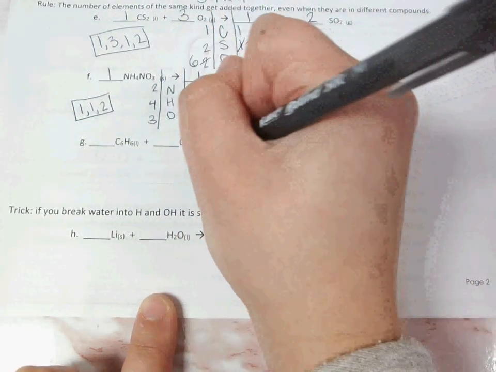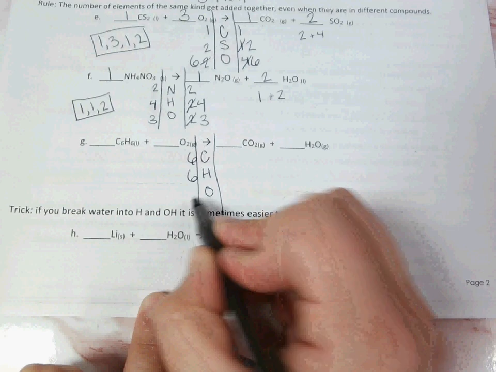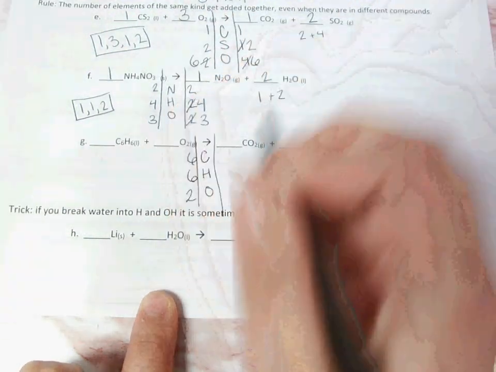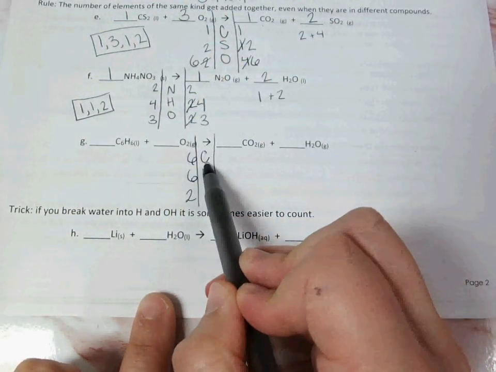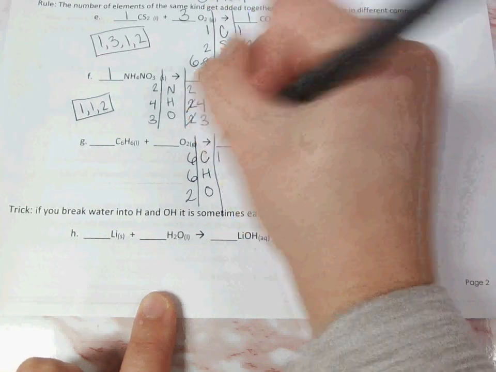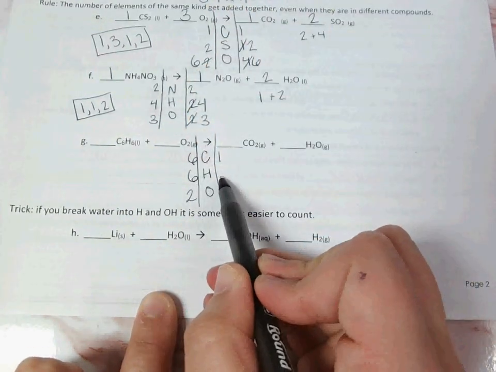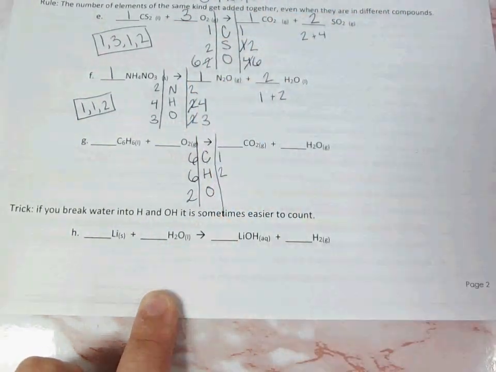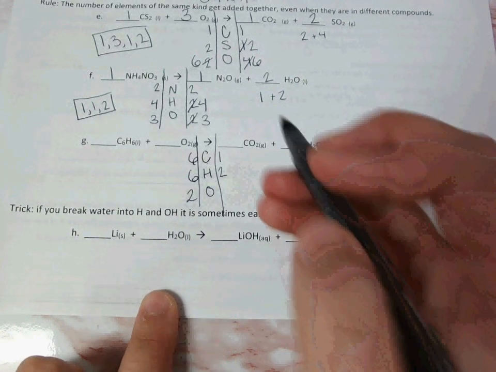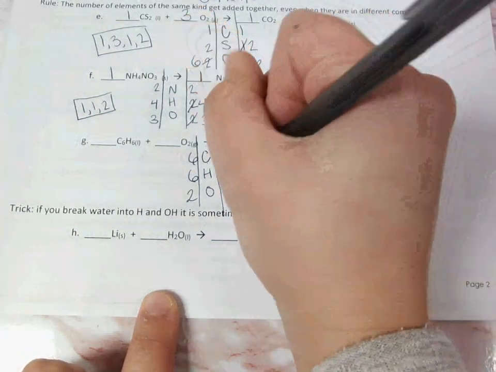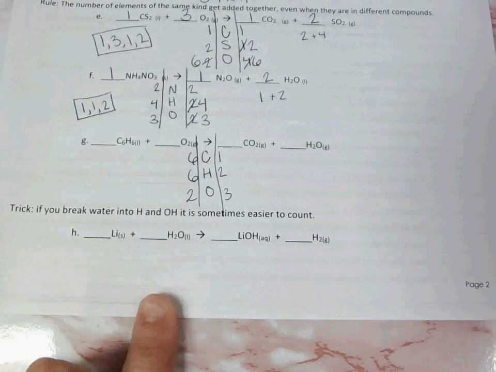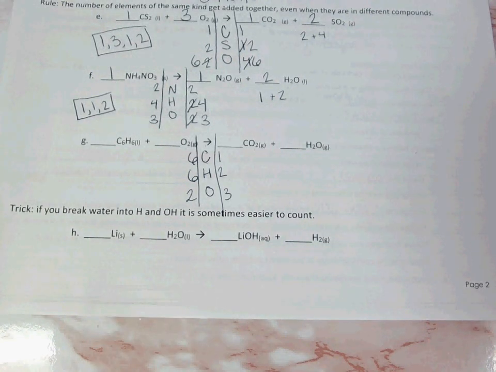Good. How many total hydrogens on my reactant side? And how many total oxygens on my reactant side? On my product side now, how many total carbons are there? How many total hydrogens? And how many total oxygens? So I have 2 plus the 1 gives me 3. Keep in mind you have to keep looking for oxygen in multiple places to recount them every time.